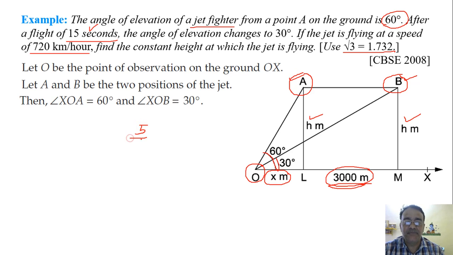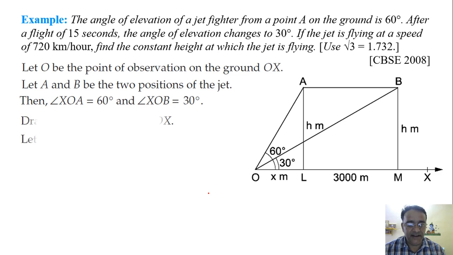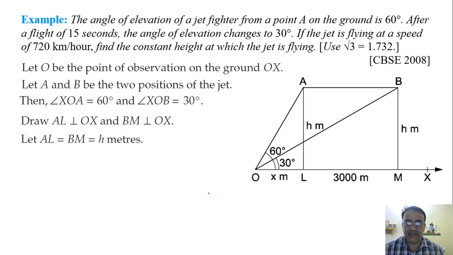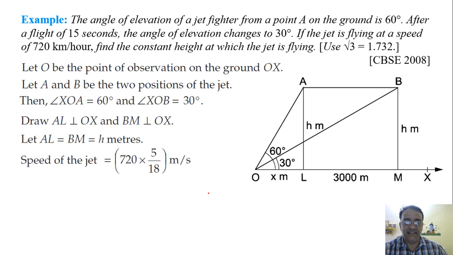I repeat, to change from kilometers per hour to meters per second, multiply by 5/18. The reverse, if you want to convert meter per second to kilometer per hour, you have to multiply by 18/5. That question will also come shortly, that I will also do. So first we will find the speed of the jet plane in meters per second. So 720 into 5/18. This 18 cancels with 720, giving 40. So we'll get 200 meters per second.